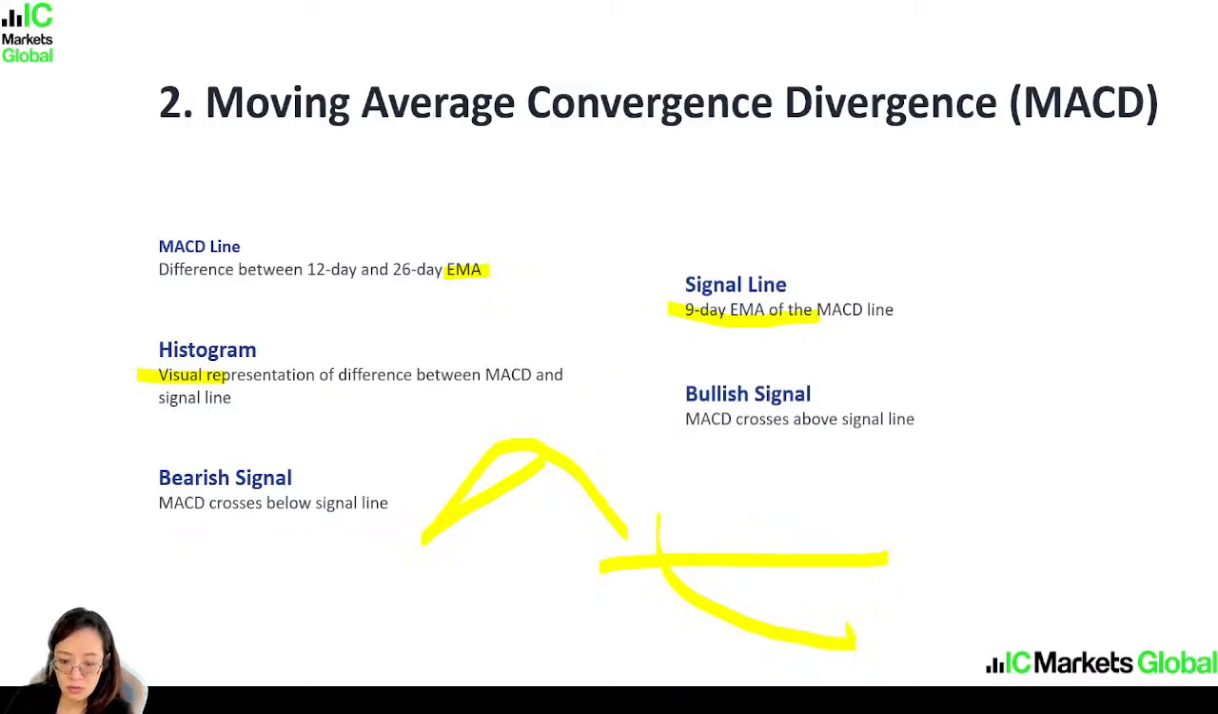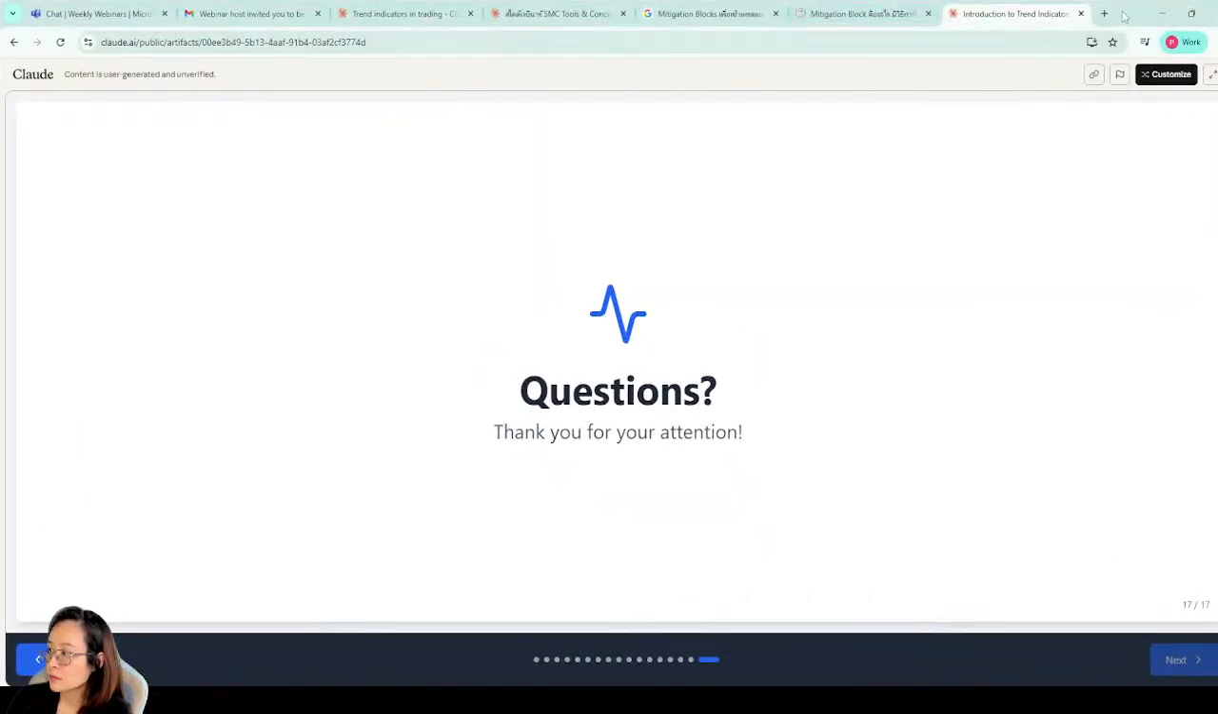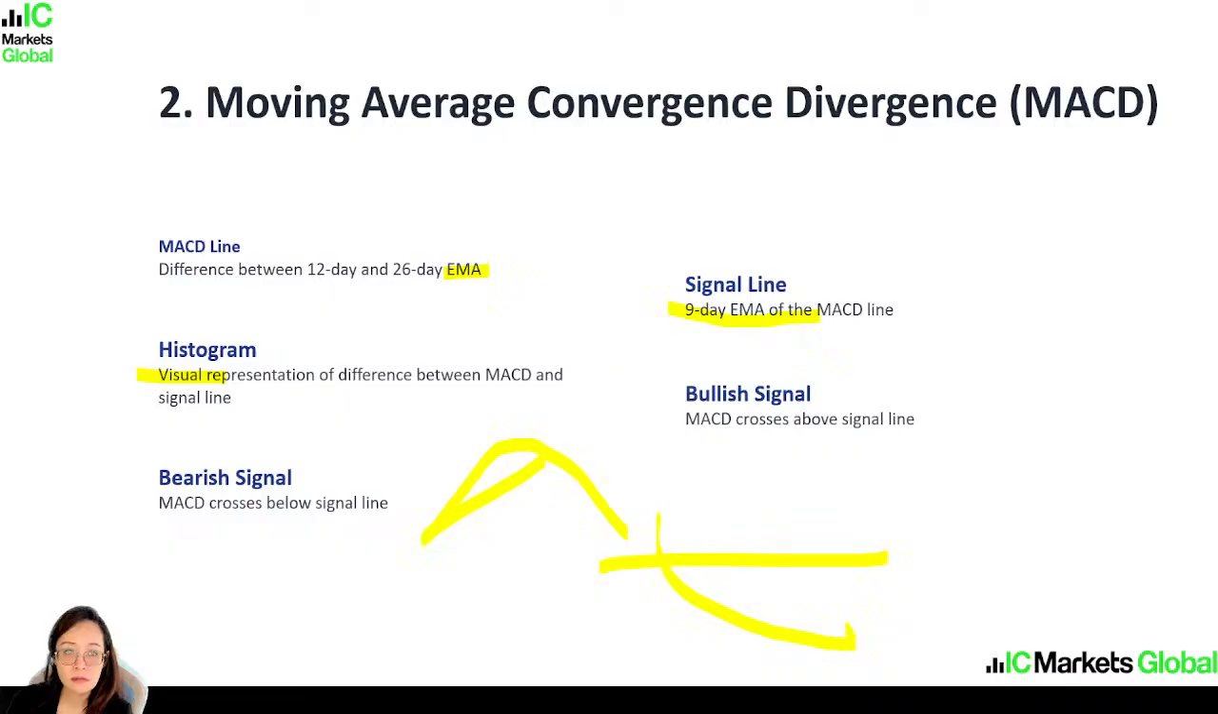I think every one of us has used MACD before or has been using MACD, but I personally don't use MACD. Let me open the chart for you guys.